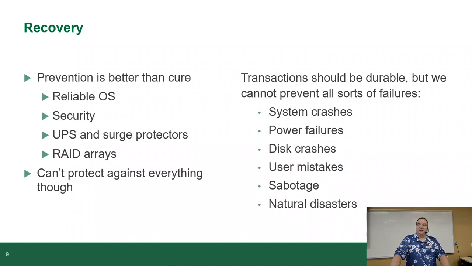Basically put, you can make sure the data is written across multiple disks, often with parity bits and mirrors, to make sure that if you lose a drive, you don't actually lose anything. But you can't protect against everything. A transaction should be durable, but a system might crash. There might be a power failure. The hard drive itself dies. User mistakes, sabotage, natural disasters. Now, user mistakes and sabotage, transactions can't do much for that. However, the transaction manager should be able to help you recover from all the others.